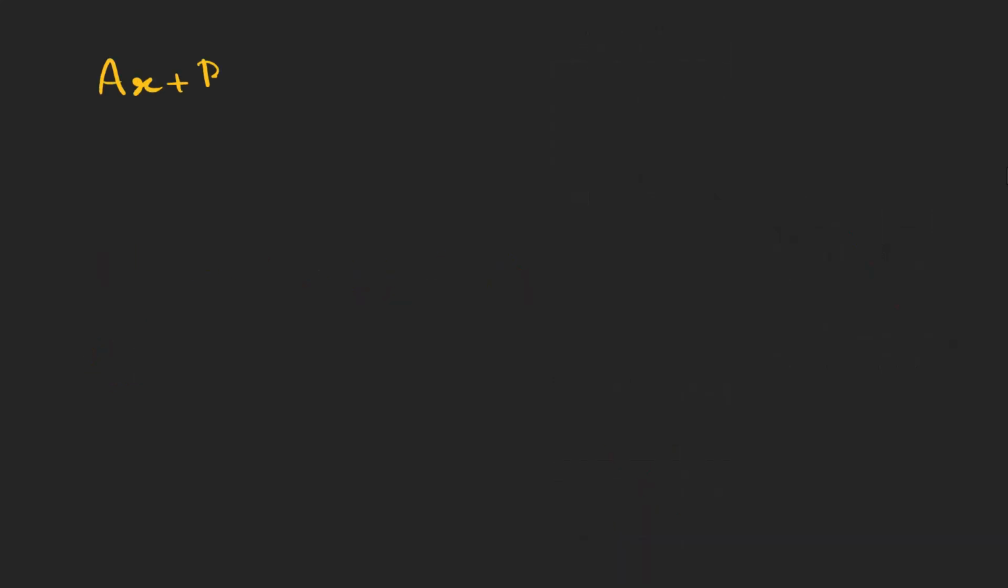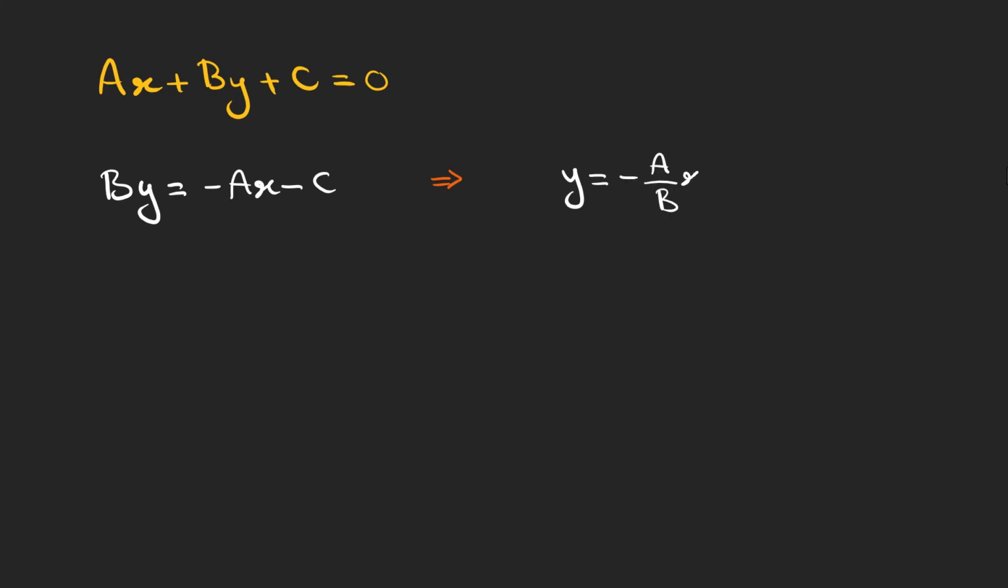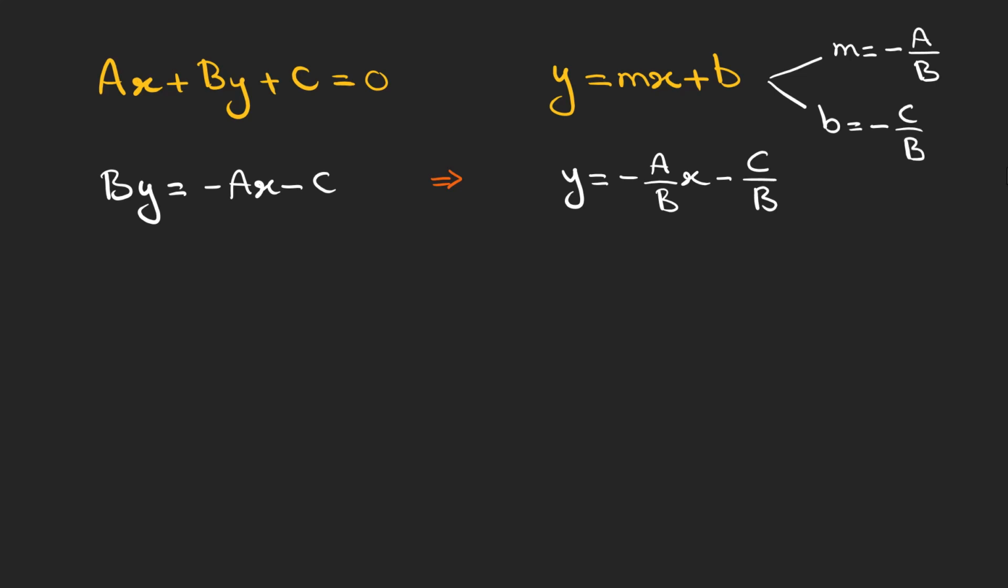We can write the equation of a line in its general form, ax plus by plus c equals 0. I can take ax and c to the other side and divide by b to have this form of equation. If you compare it to what we talked about in the previous slide, we can see that m, the slope, is minus a over b, and the intercept is minus c over b.